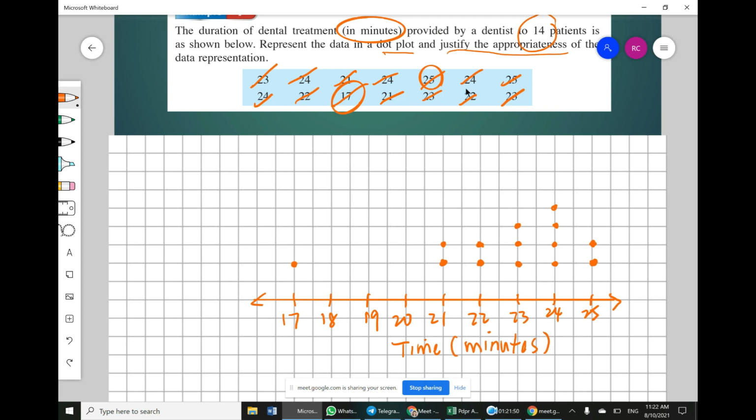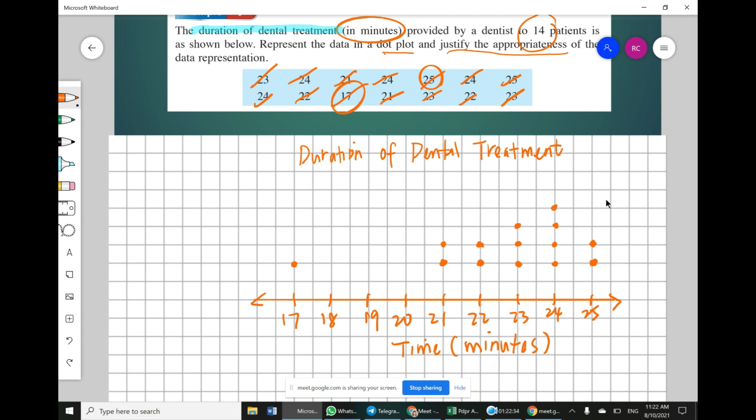Lastly, we need to write the title. Okay, so you finish everything, you write down the title. What is a suitable title to represent this question here? You can see from here, the duration of dental treatment in minutes provided by a dentist. So can we choose duration of dental treatment? Yes, right? So we just write down in capital letter for each of the words, Duration, of, no need to capitalize, Dental Treatment. So we have done our title also.